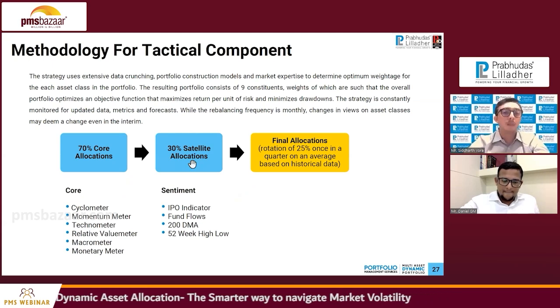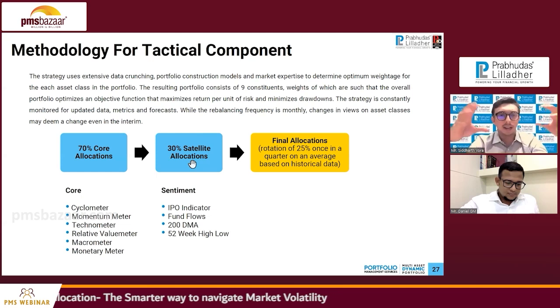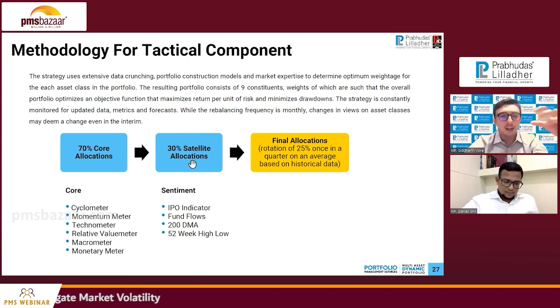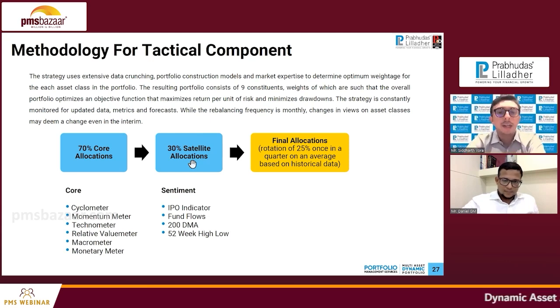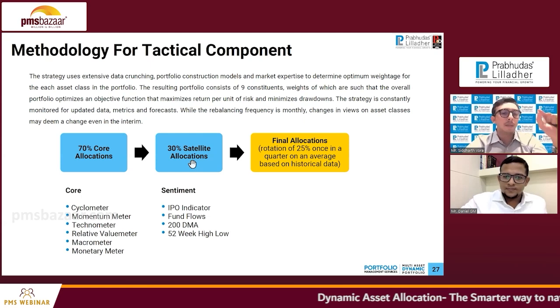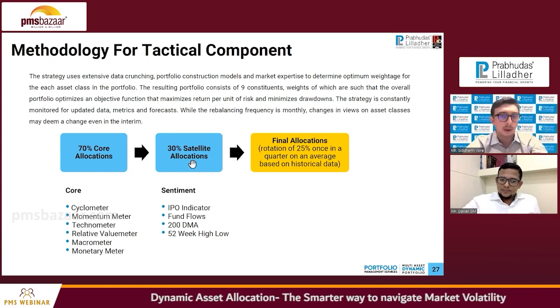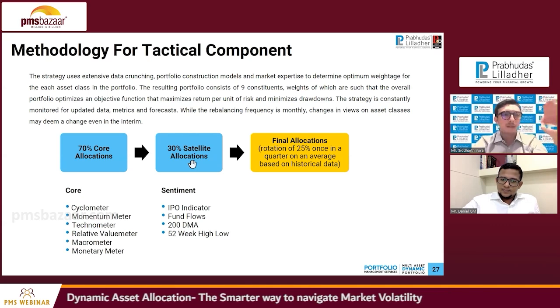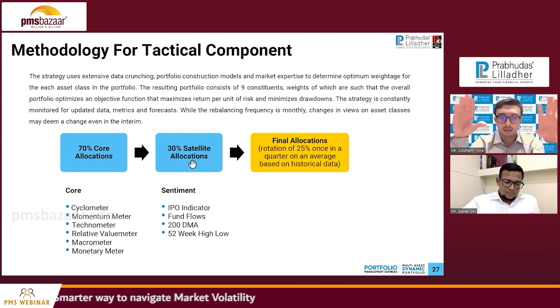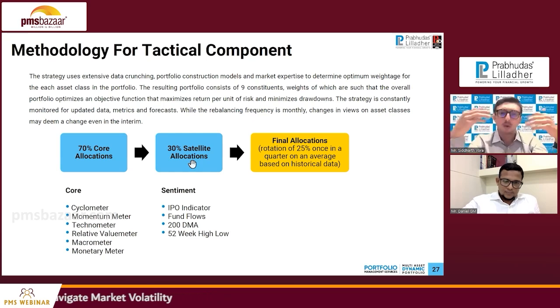And the dynamic component has two parts to it, the core and the satellite. The core is driven by long-term indicators such as cyclometer, macrometer, and a couple of short-term indicators such as momentum and technometer. Other than that, there is a 30% satellite allocation within the tactical component, right? And the tactical satellite is driven purely by sentiment, and therefore we are able to manage 15% of your total portfolio absolutely based on tactical cues that we get from our models. And therefore, you have one part of your portfolio which is stable, long-term, and diversified, and the other part which is dynamically adjusted to capture the broader changes in the macro, monetary, and valuation regimes.